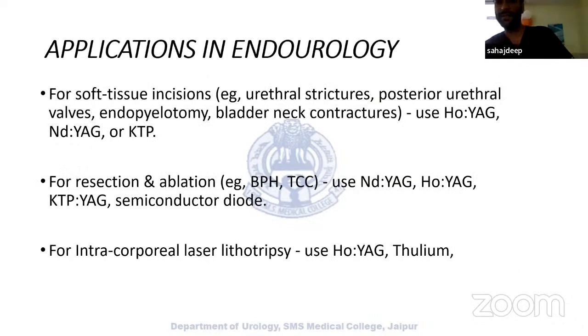Now coming to the application in endourology. For soft tissue incision, we can use holmium YAG laser, ND-YAG laser, or KTP laser in conditions like urethral stricture, posterior urethral wall, endopyelotomy, bladder neck contracture. For resection and ablation, like in BPH, transitional cell carcinoma, we can use ND-YAG laser, holmium YAG laser, KTP YAG, and semiconductor diode. For intracorporeal laser lithotripsy, only two lasers can be used: holmium YAG and thulium laser.